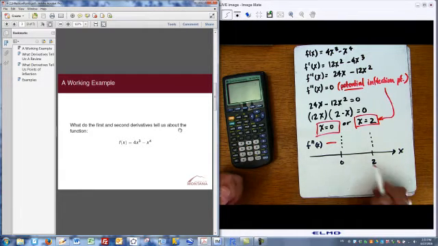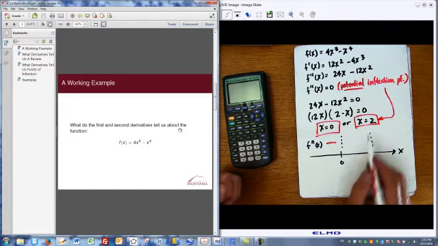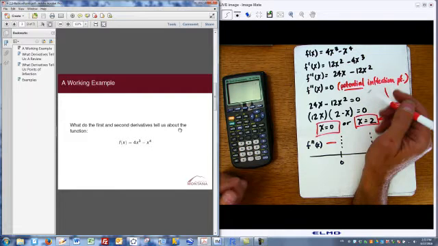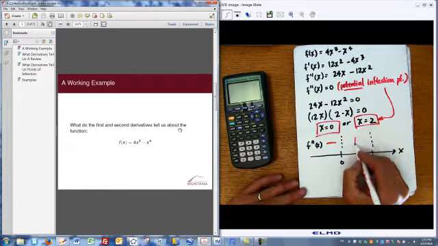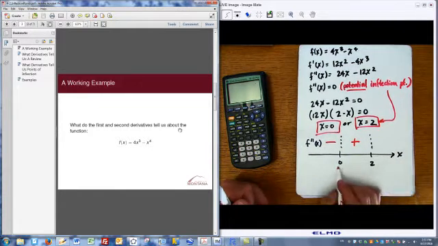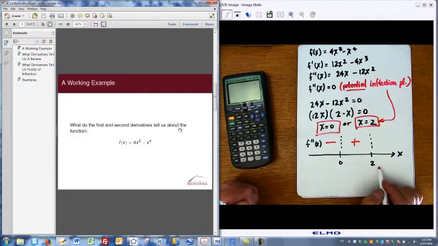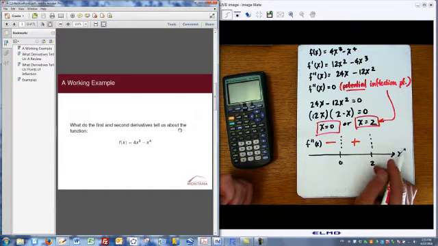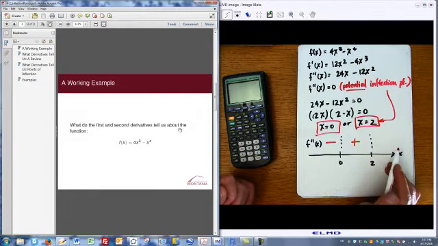Let's see what's happening between 0 and 2. A good point to pick might be 1. So if I pick 1 and put it in there, I get 24 times 1 minus 12 times 1 squared. So I definitely have something that's positive in there. And since I'm only valued at 0 when x is equal to 0 or 2, then I would assume that everything in between 0 and 2 would be positively valued in the second derivative.